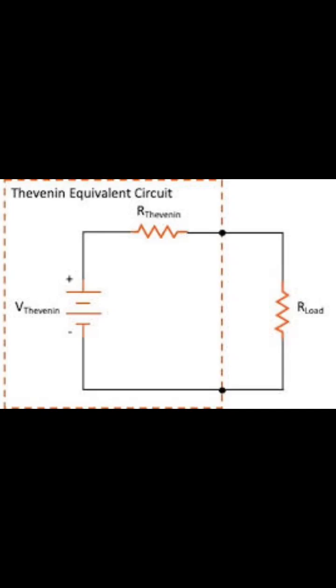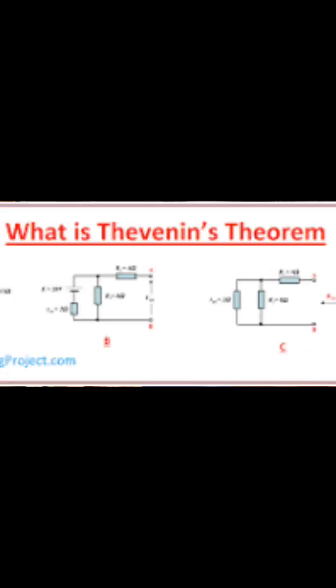Welcome. In this video, we are going to learn how to calculate the Thevenin equivalent resistance using a simple Python program. Let's begin with a quick refresher on what Thevenin's theorem is. Thevenin's theorem allows us to simplify a complex linear electrical circuit into a single voltage source in series with a resistance. This is called the Thevenin equivalent.